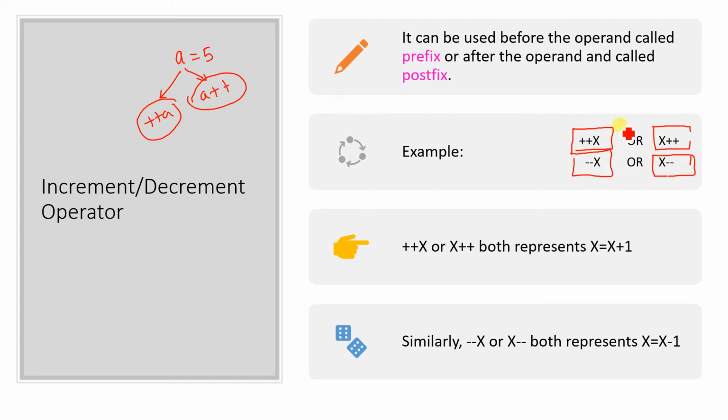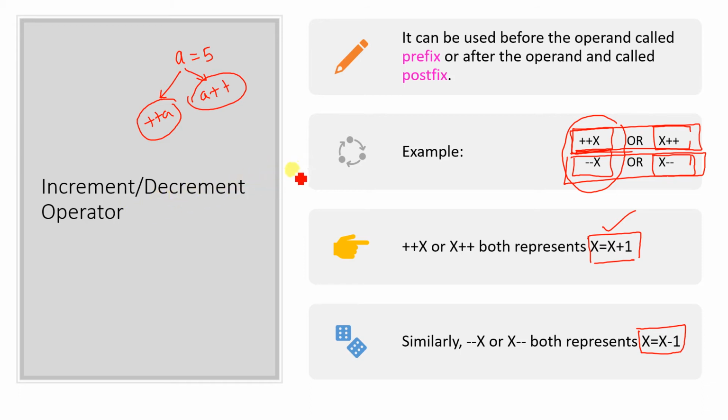Okay, and exactly if you think about this, either you write plus plus x or minus minus x, it will be executed as x is equal to x plus 1. Similarly, either you write plus plus x or x plus plus, it will be executed as x is equal to x plus 1. Similarly, if you execute minus minus x or x minus minus, it will be executed as x is equal to x minus 1. Okay, so I hope you understand the basic thing involved in an increment and decrement operator.